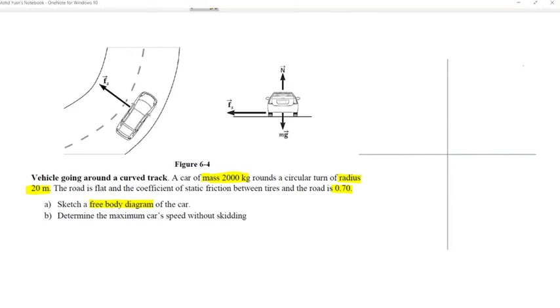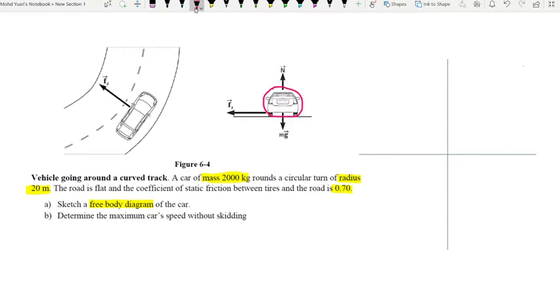Free body diagram kita lukiskan untuk kita tunjukkan a force that acted on the car. Mari kita identify terlebih dahulu sebelum kita lukiskan free body diagram the forces that acted on the car. Force yang pertama adalah the weight of the car. Direction dia downward. Yang kedua adalah normal force. Direction of normal force is perpendicular to the surface of the road. Dan yang ketiga, static frictional force.